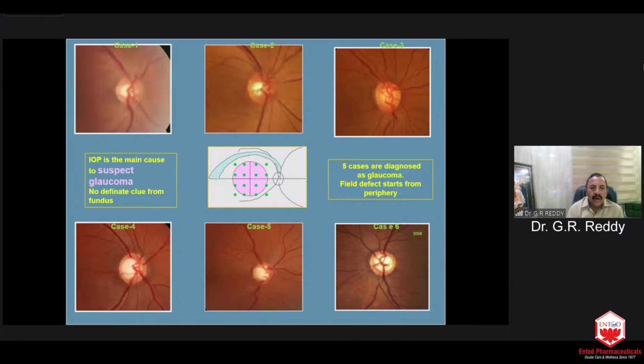Now, I will be talking about nearly 16 cases, how to interpret visual fields. Out of these, 5 cases, 6 cases, all these 5 patients are known patients of glaucoma under my care for the last 5 years. And this is actually a glaucoma suspect case. If you see, there is no clue from the fundus to label it as a glaucomatous disc. And in all these cases, the defects started beyond 15 degrees in the periphery.